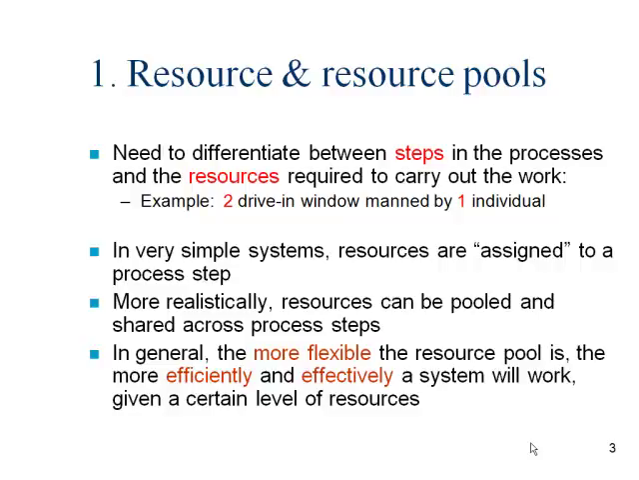An example would be, for instance, if you have two drive-in windows at a fast food restaurant, but they're manned by one individual. In that case, the number of individuals we have manning those different process steps is going to have an impact on the effective capacity of the process. Now, in very simple systems, we assume that the resources are assigned to a process step. But more realistically, resources can be pooled and shared across process steps as needed.